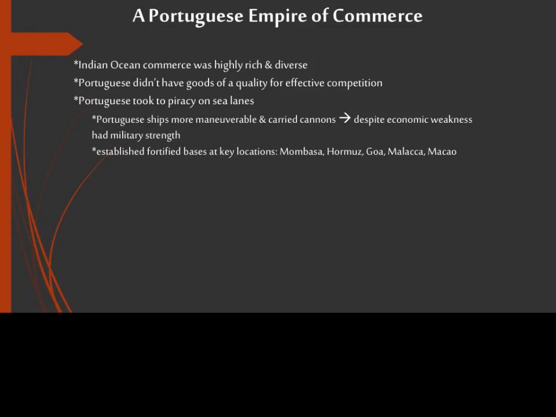So they used their easily maneuverable ships and cannons to attack merchants and ports, taking what they wanted and establishing a series of ports for themselves as bases. And they established fort bases at some rather key locations: Mombasa, Hormuz, Malacca, and Macau. These Portuguese-controlled ports in East Africa, the Persian Gulf, India, Southeast Asia, and China gave the Portuguese entry into the Asian economy. But it also served as a naval base for them to even pursue those goals.